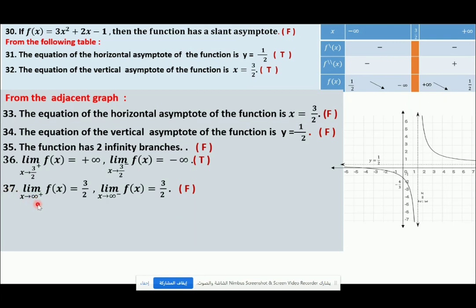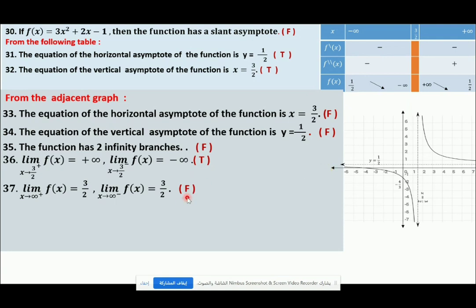37. The limit when x approaches positive infinity of f of x equals 3 over 2, and the limit when x approaches negative infinity of f of x equals 3 over 2. Let us see that in the graph, and you can see it also in the table. In the graph, when you are going to plus infinity, your curve is getting closer to 1 over 2. And when you are going to negative infinity, your graph is getting closer to 1 over 2, not 3 over 2.